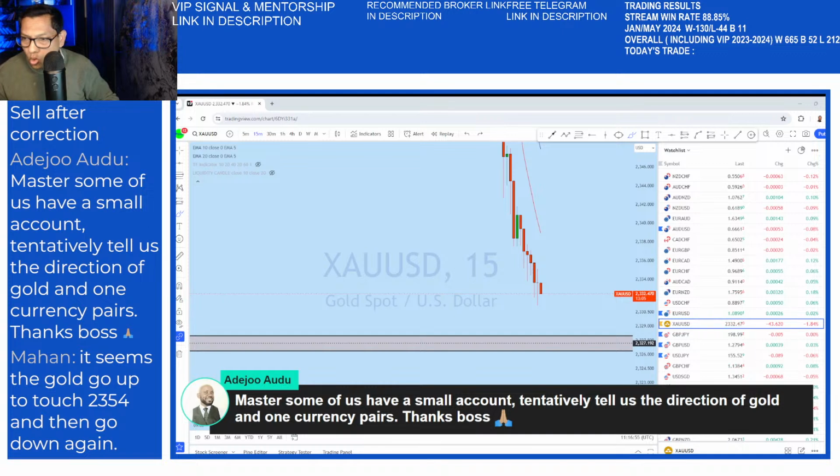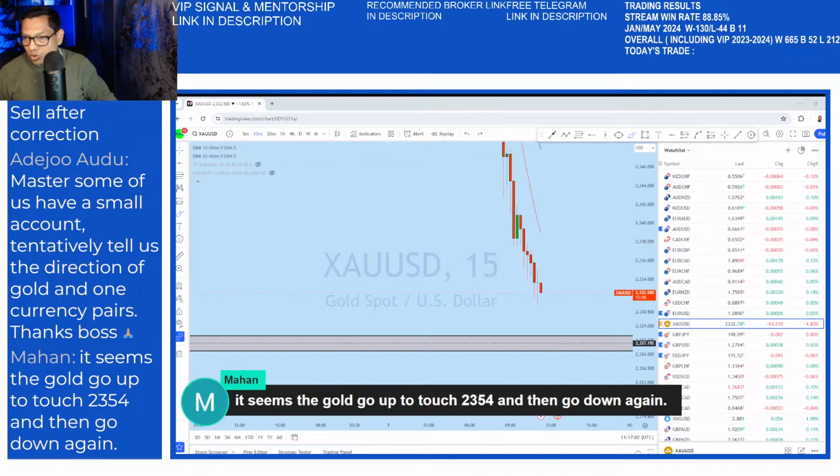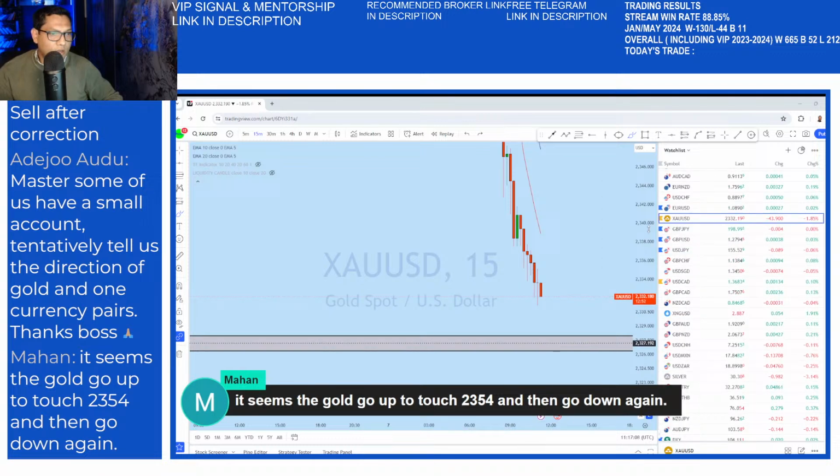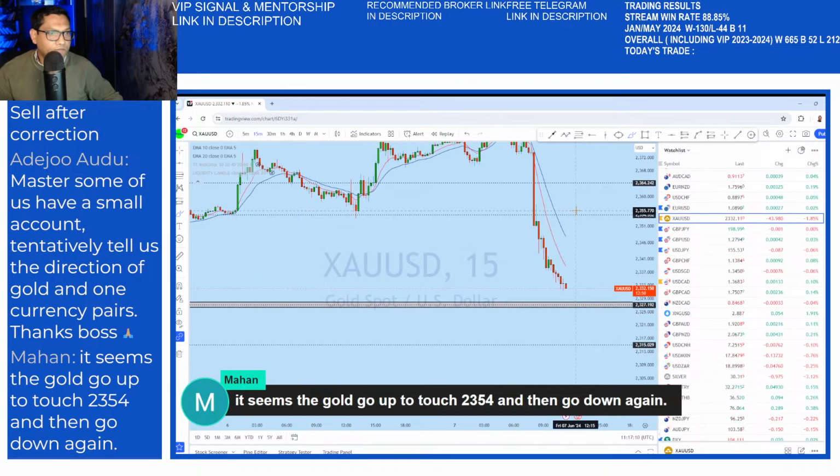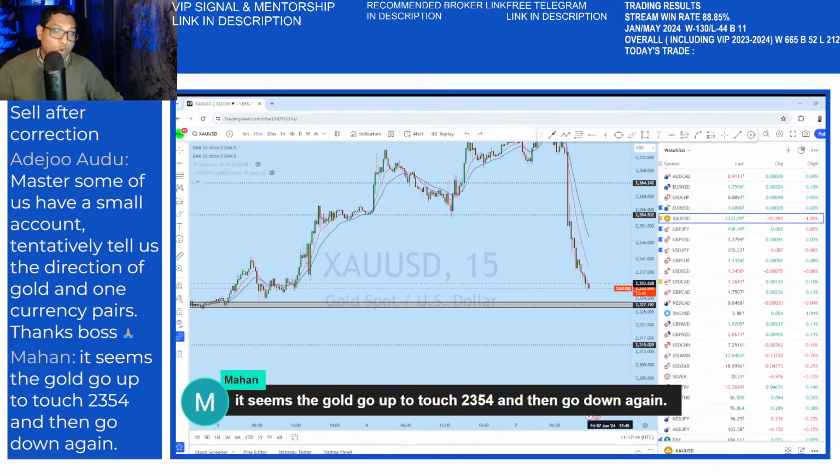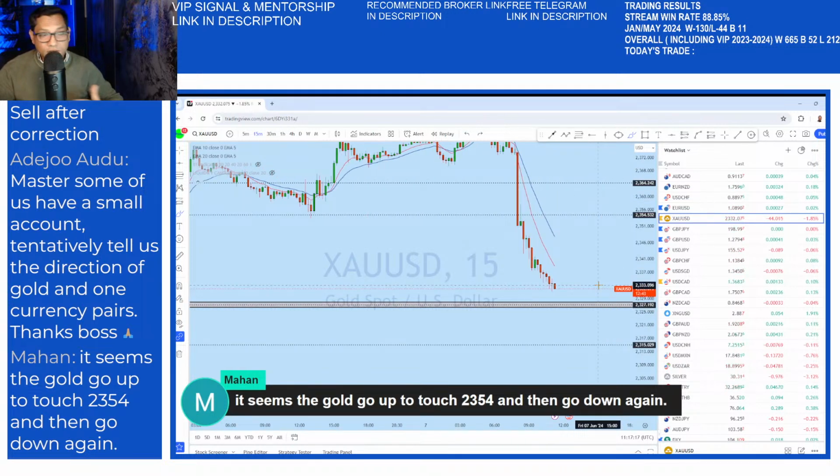It seems that gold goes up to touch 2354 and then goes down again. So gold 2354 and goes down again. This is what also might happen, but as you know the market is completely unpredictable, and we just need to wait for a complete confirmation.